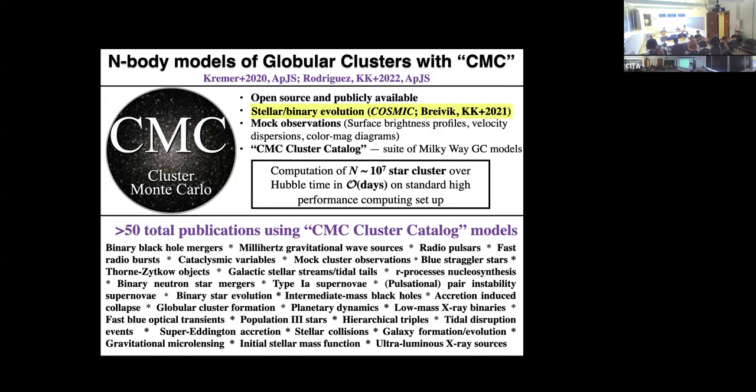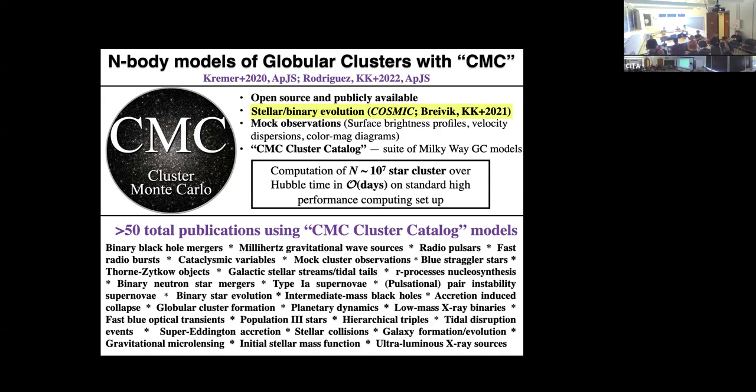So this allows us to do things like make observations of surface brightness profiles, velocity dispersion profiles, things that you would use to actually compare models to observations. So this allows us to really fine-tune our models based on making matches to observed clusters today, as opposed to, for example, treating the numbers of black holes and things like this as free parameters, which would be a little bit more suspect in terms of predictions we're making.